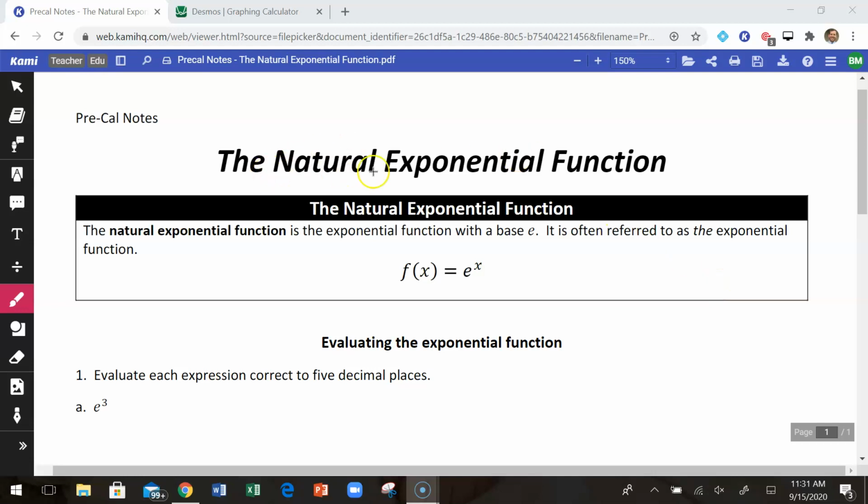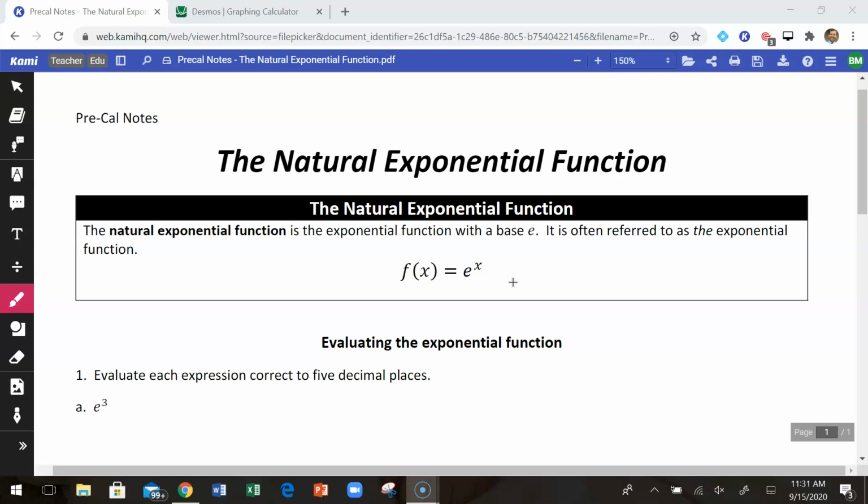Okay, let's talk about what's called the natural exponential function. So you've probably seen this before, but y equals e to the x, or f of x equals e to the x, is what we call the natural exponential function, and that means that our base, instead of being a number that we're used to, like 2 or 3 or something like that, is instead e.